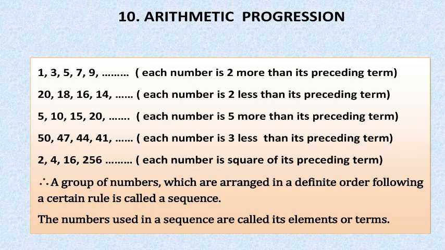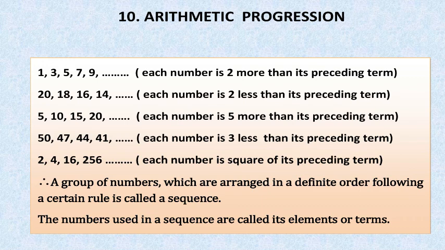So all these examples are in such a way that the numbers are arranged in a definite order. What I mean to say is, if and only if the group of numbers are arranged in a definite order by following a certain rule, then we call them a sequence. The numbers which are used in a sequence are called its elements or terms. So here 3 terms we need to know in arithmetic progression. First one, sequence. Next one, elements, and then also known as terms.